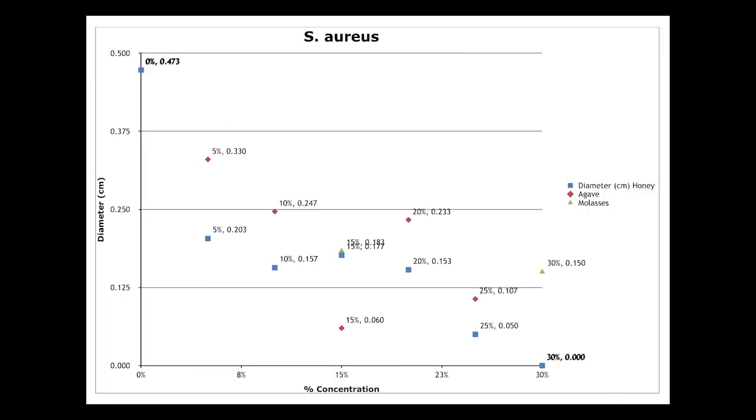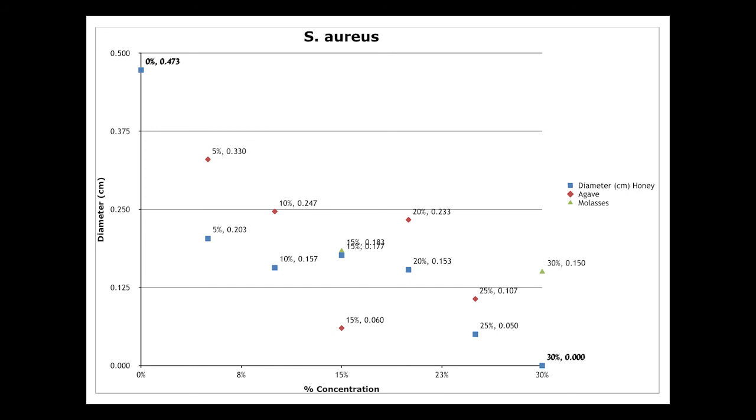Next, we have Staphylococcus aureus. The minimum inhibition rate for this bacteria is 30% in honey and 30% in agave. We can see also in this bacteria, like E. coli, the 15% data is an outlier again. Staph grew the least in all the mediums that we put in.